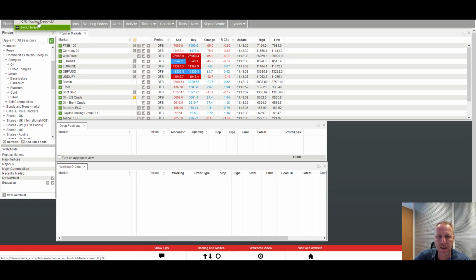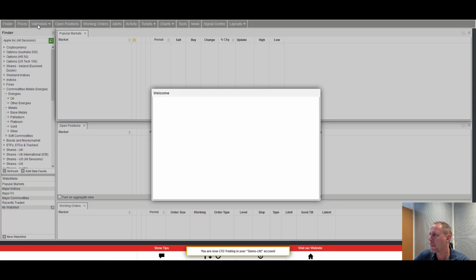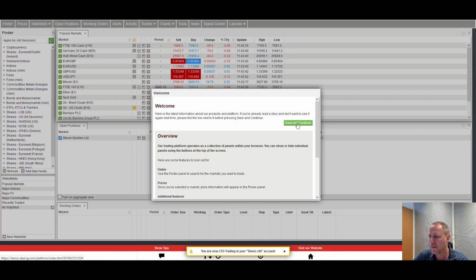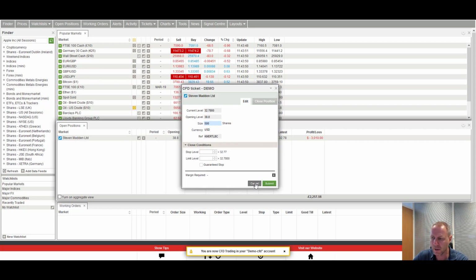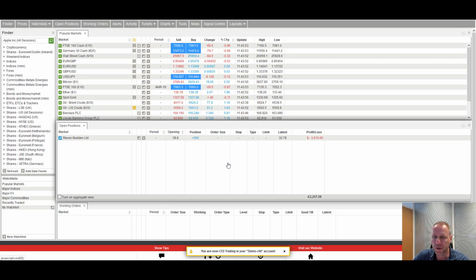Now let's have a little look here. Let's go into a CFD account, because when I first started trading, I was into CFDs, okay? And this is the demo account. Obviously I messed around with this and placed a trade a long time ago, and it's still open here, and I've not paid any attention to this CFD account, but that's not the point. This is a demo account here.